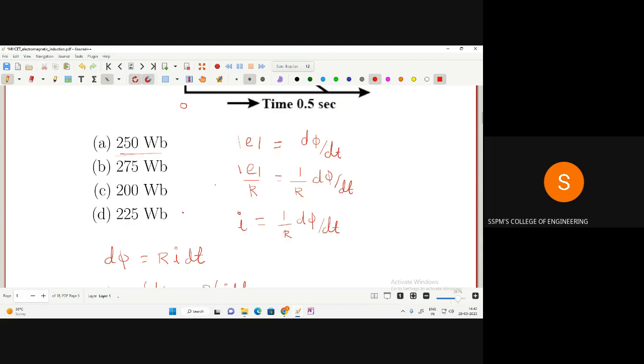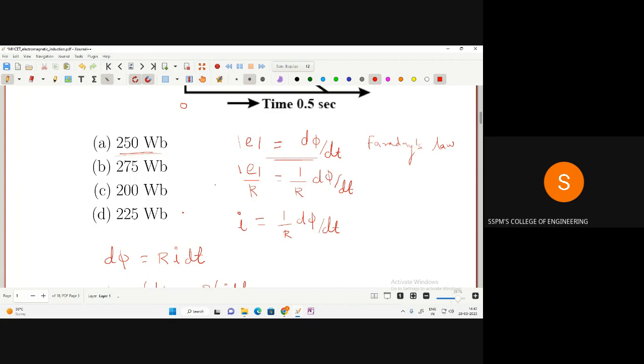So in this way you can solve the example for the change of flux, and it can be solved with the help of Faraday's law. This Faraday's law you should know. On the basis of Faraday's law, a number of examples can be asked in the MHT-CET exam or JEE Main exam. So this equation is very important as far as the exam is concerned. The change of flux with respect to time gives the EMF induced in the coil.